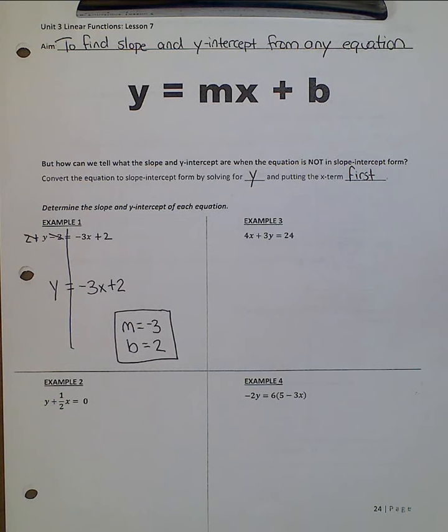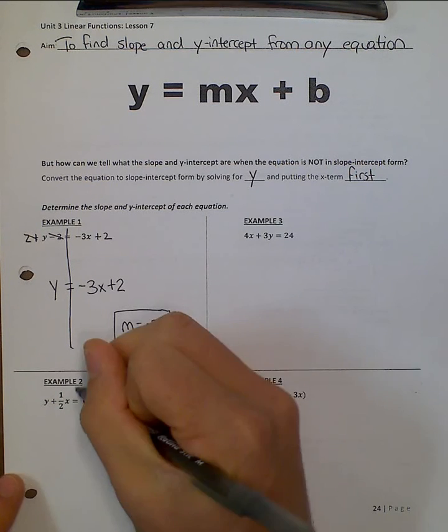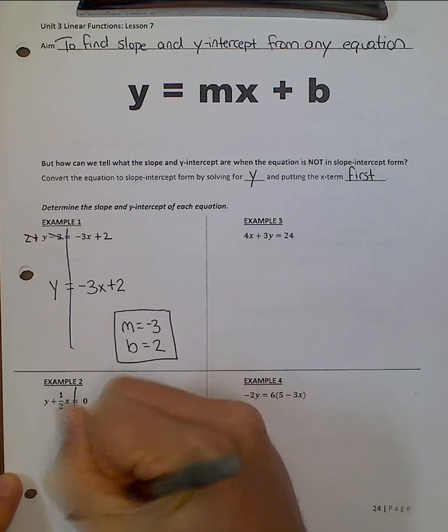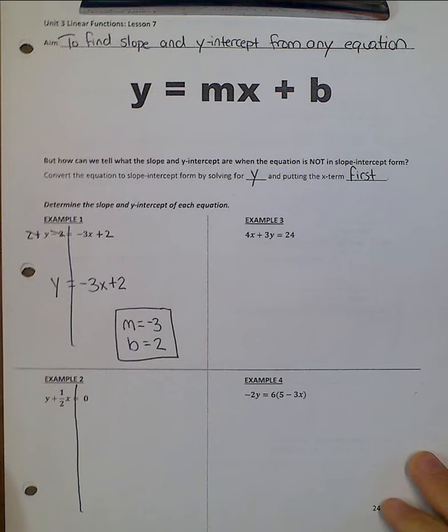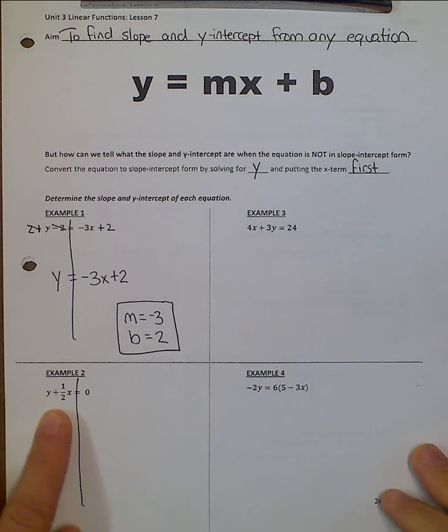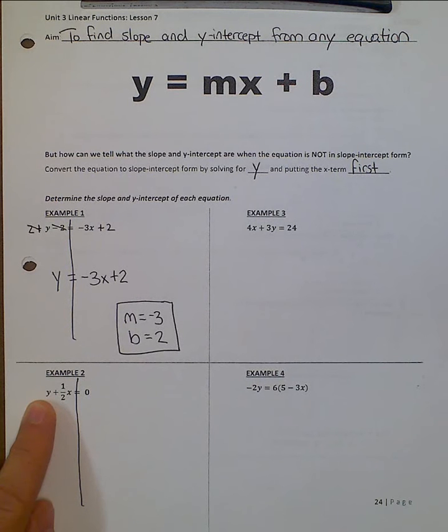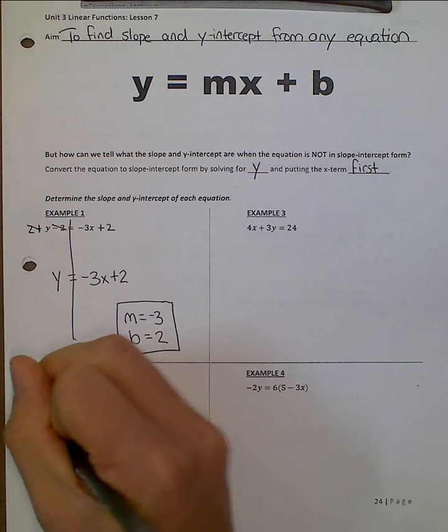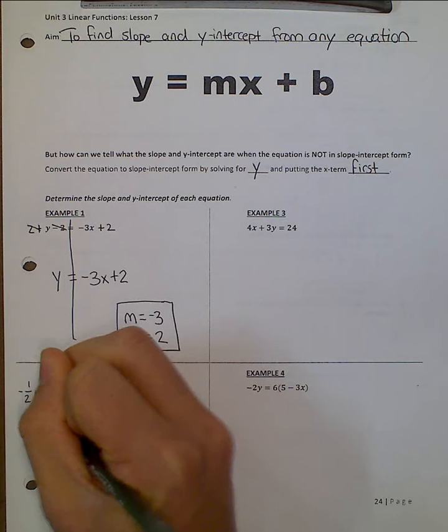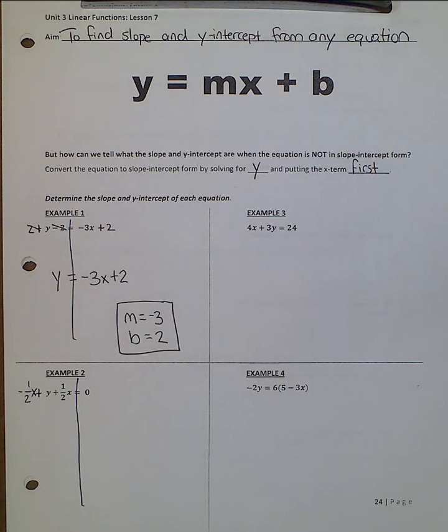Example 2 is similar in the sense that I split the equal sign. I have 2 sides. I notice on the left I see y. I want to get that alone, so I want to get rid of the plus 1/2 x. Plus 1/2 x, think opposite: minus 1/2 x, or plus negative 1/2 x. And recall that once I do it to the left side, I have to do it to the right.